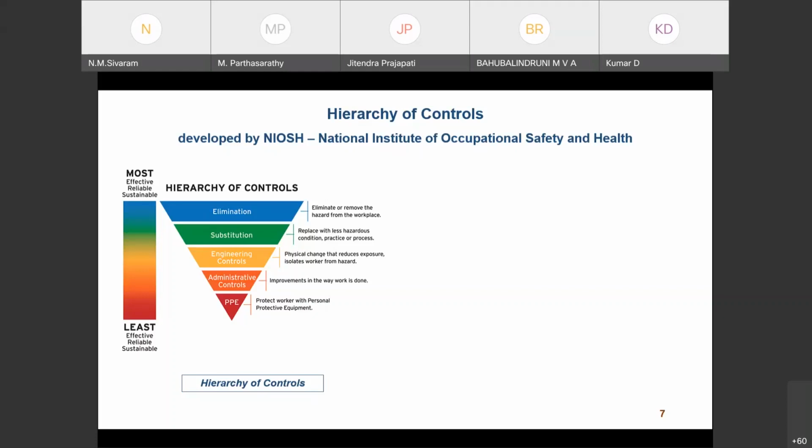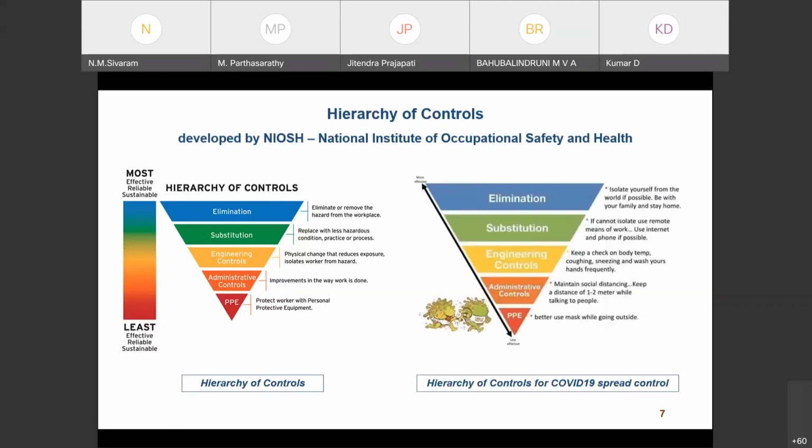So here is a small example of how this hierarchy of controls is associated with the present COVID-19 pandemic. You can see the hierarchy of controls for COVID-19 spread control. The best thing for COVID-19 spread control would be to isolate yourself from the world, or eliminate the coronavirus, or destroy it. That is the ultimate way to be free from the COVID-19 virus. But that is not possible. So far, the virus is not eliminated. Also, you cannot isolate yourself completely from the world. So then you go for the next control.